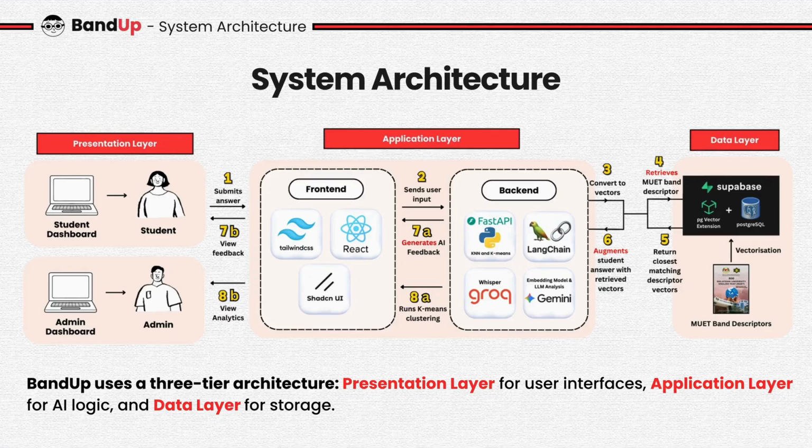This includes the Gemini embedding model, the Gemini LLM, Kisnen, K-means and LangChain to connect the RAG pipeline. It also uses the Groq Whisper API for speech-to-text conversion. The data layer uses Supabase Postgres with the pgvector extension for vector storage.